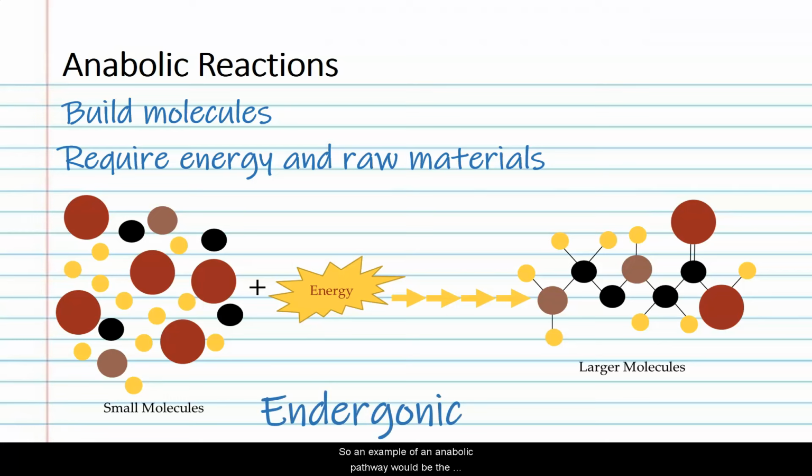So an example of an anabolic pathway would be the different chemical reactions necessary for building proteins or building nucleic acids.